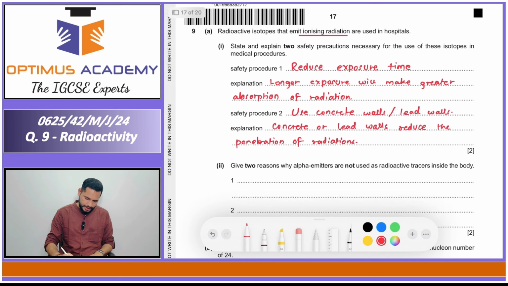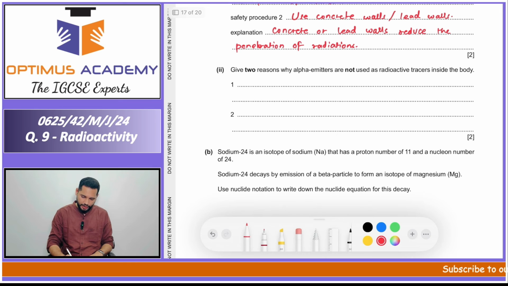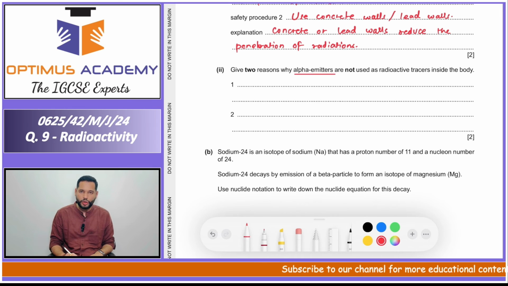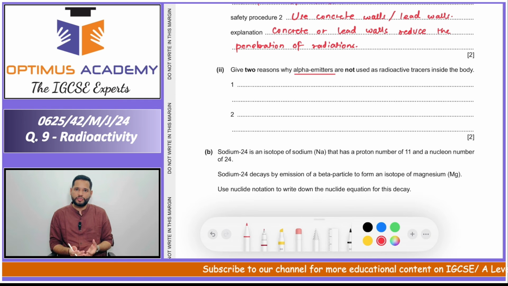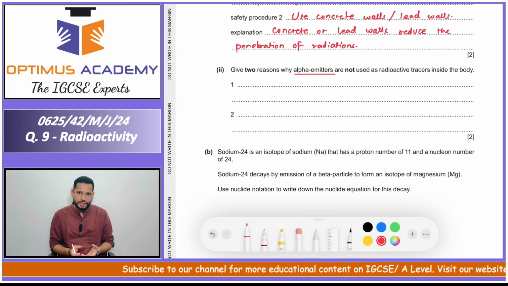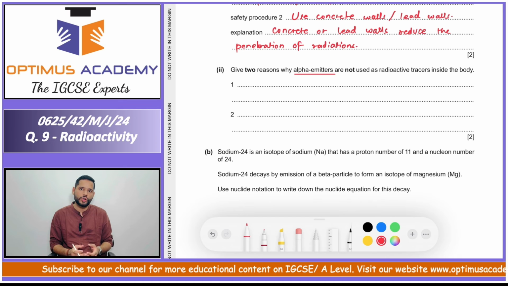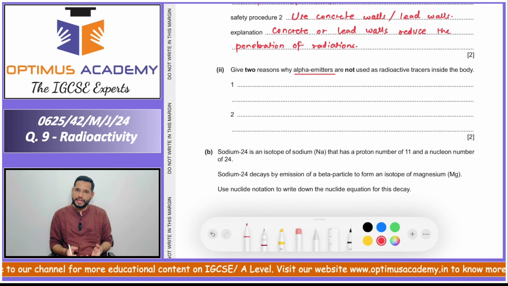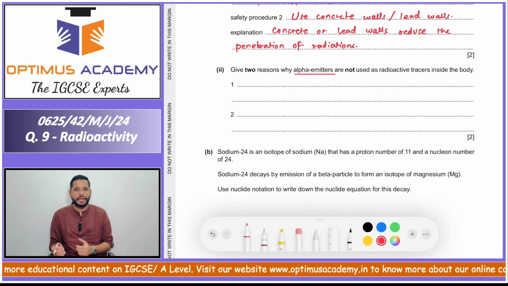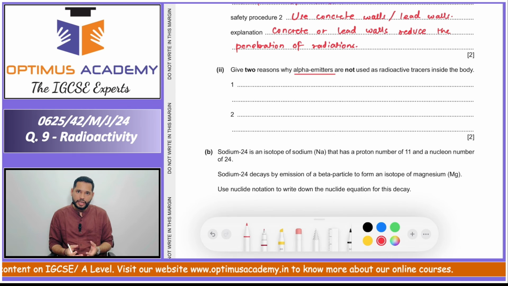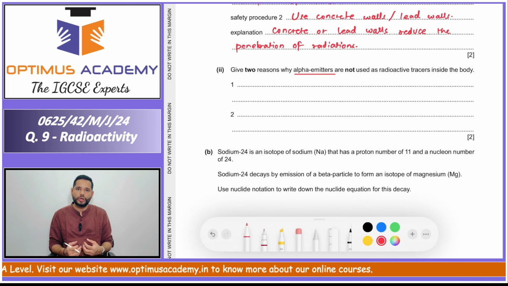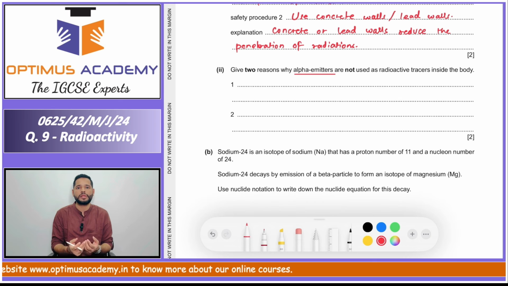Question 2 says, give 2 reasons why alpha emitters are not used as radioactive tracers inside the body. So we know one property of alpha radiations, that they are highly ionizing. So if they go inside the body, they are going to cause damage to our cells. And secondly, they are also not very penetrating. So if they are not penetrating, they will not be able to come out of the body, and we will not be able to trace them outside the body.